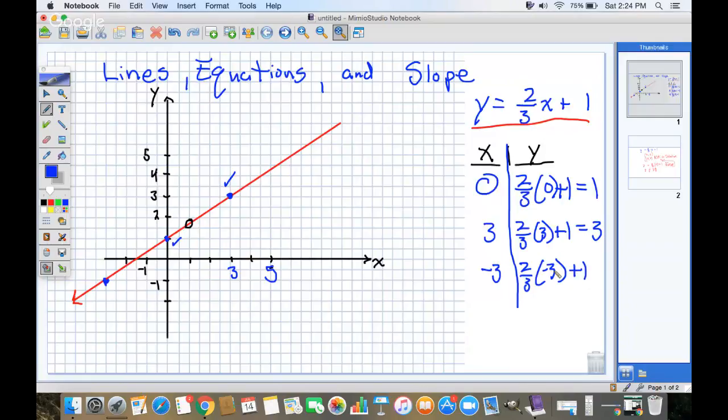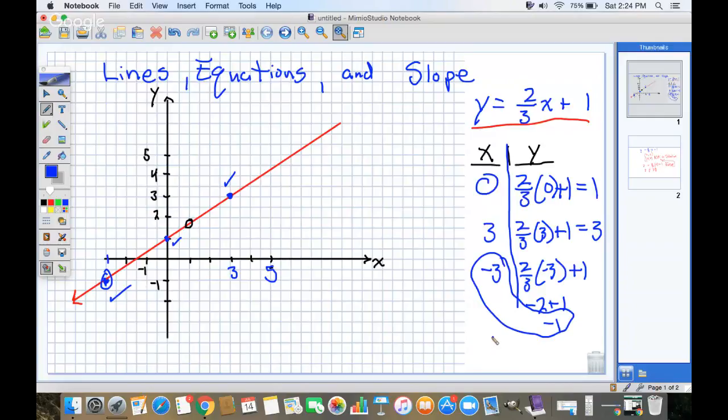Well, the 3's cancel, but it's negative, so that's -2 plus 1, which is -1. So according to this, I should have the point -3, -1. So if I go over left 1, 2, 3, and down 1, there's my point. Check. Let's do one more.